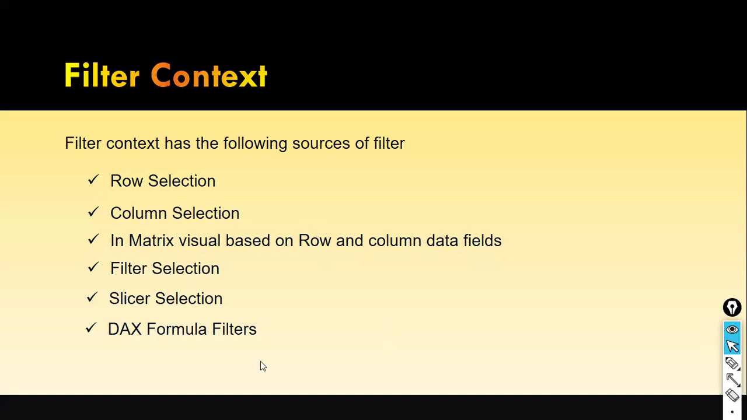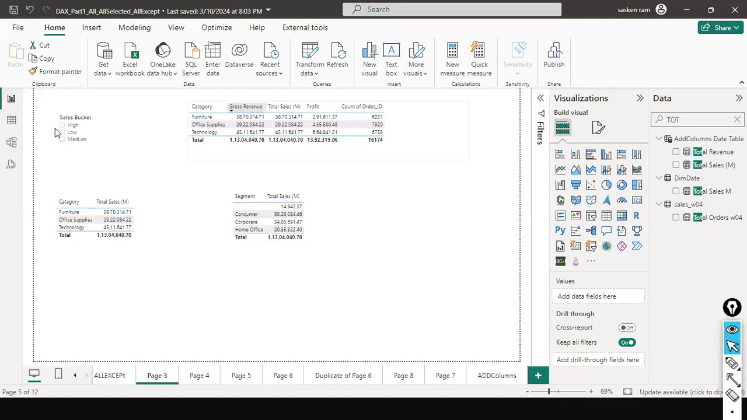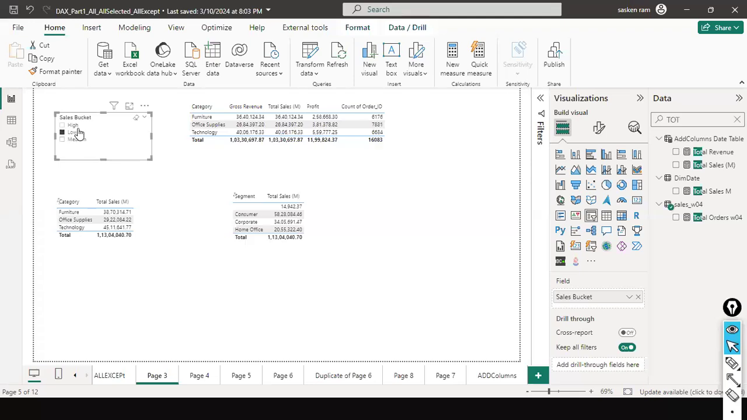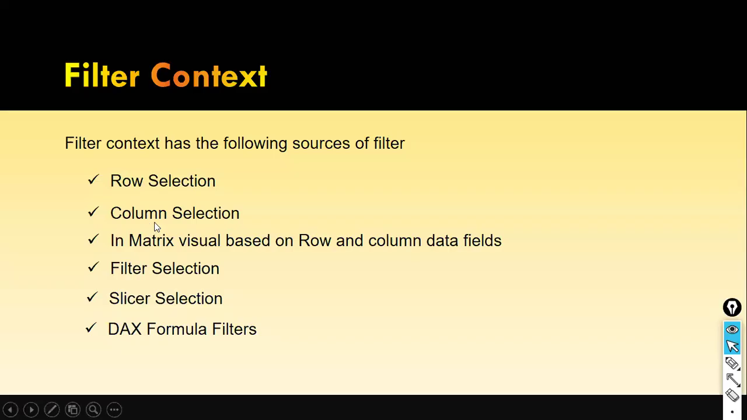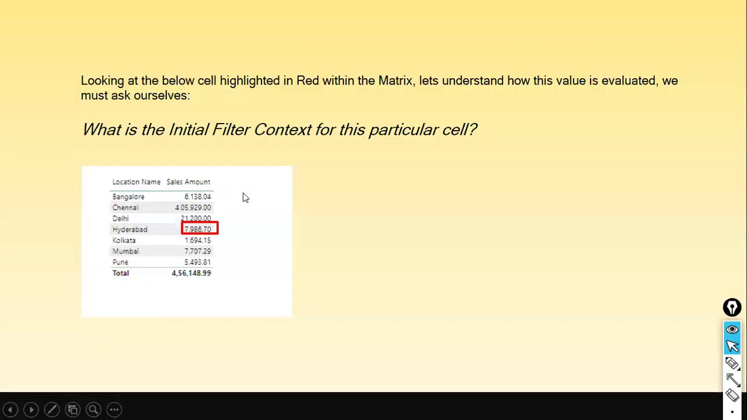Even in the DAX formula, you can use filters. And slicer selection is a filter, right? So here, if I go and select low, that is a filter. Column selection, row selection, I'll explain a little later. This is very, very important. Now with this, you'll be able to understand what exactly the initial filter context is all about.